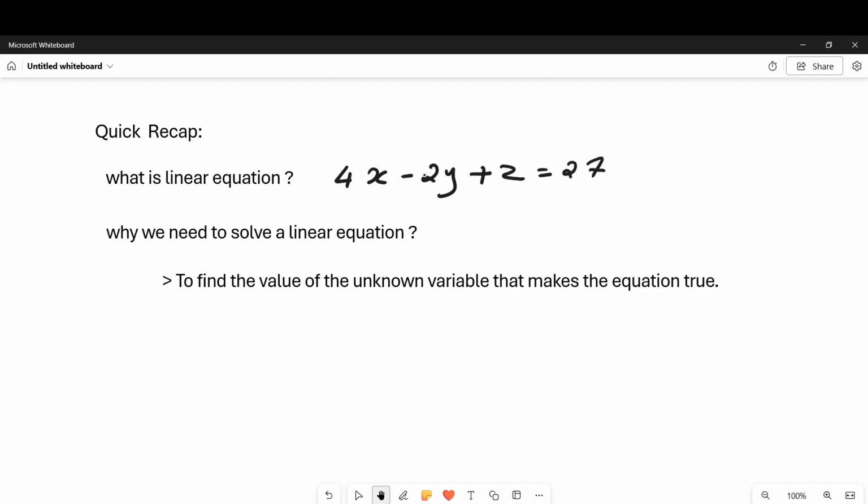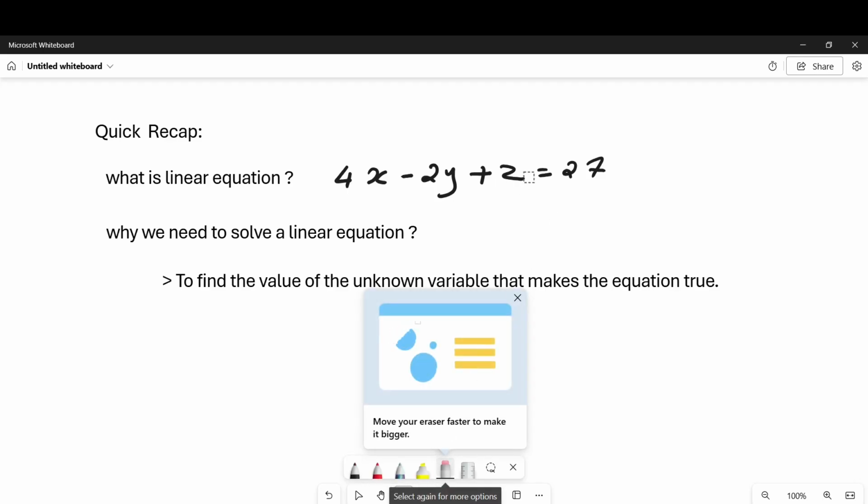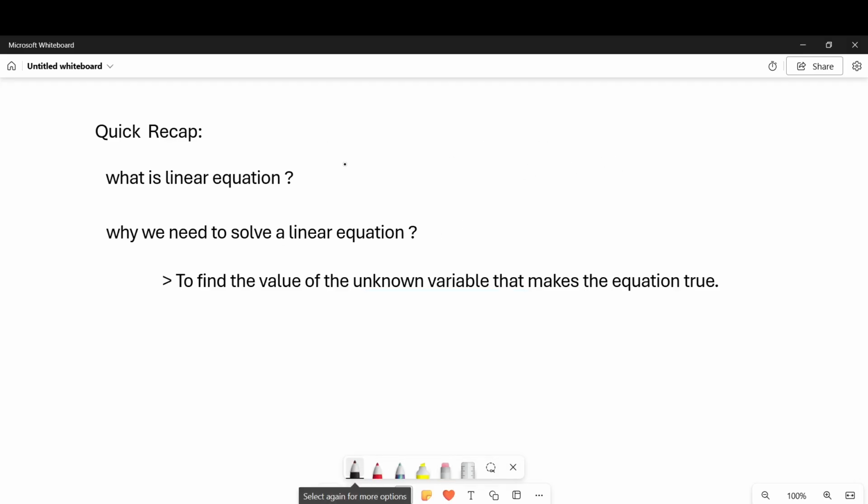But today we are going to see a single variable linear equation. What is called a single variable linear equation? It has only one variable. So here it has three variables. So today we are going to see only a single variable. Okay. So it can be written as 2x plus 3 is equal to 0. So it has only one variable here.